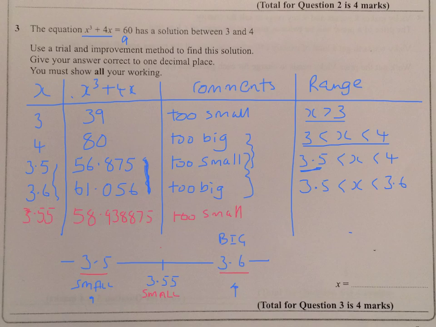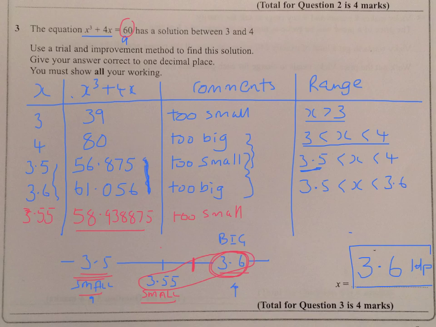And when we do that, we find that it gave us an answer which was too small. 58.93 is less than 60. So we know that 3.5 was too small, 3.55 was too small, so somewhere in between these two numbers is where our answer is just the right size. So if it's to the right of 3.55, it must be closer to 3.6 than it is to 3.5. So there we have it, to one decimal place, our answer is 3.6.